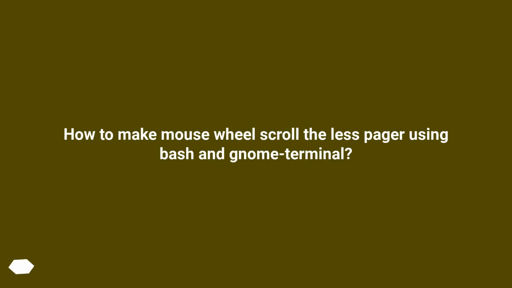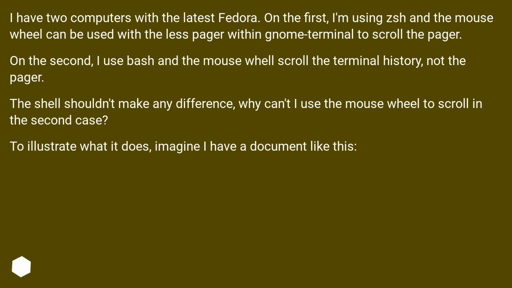How to make the mouse wheel scroll the less pager using bash and gnome-terminal? I have two computers with the latest Fedora. On the first, I'm using ZSH and the mouse wheel can be used with the less pager within gnome-terminal to scroll the pager. On the second, I use bash and the mouse wheel scrolls the terminal history, not the pager. The shell shouldn't make any difference. Why can't I use the mouse wheel to scroll in the second case?